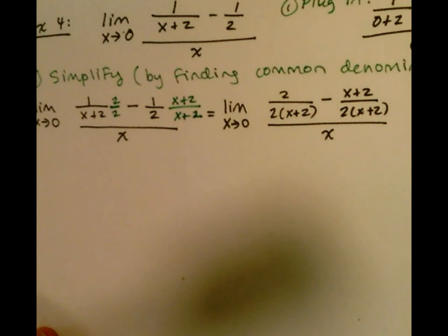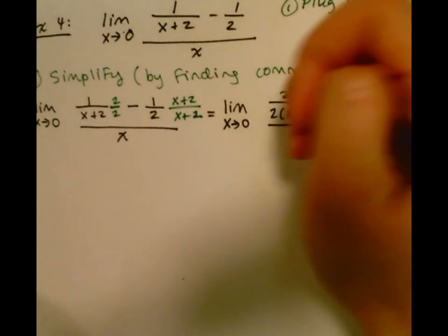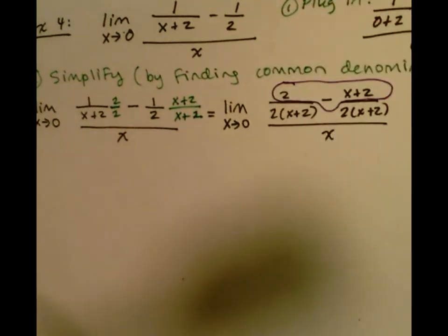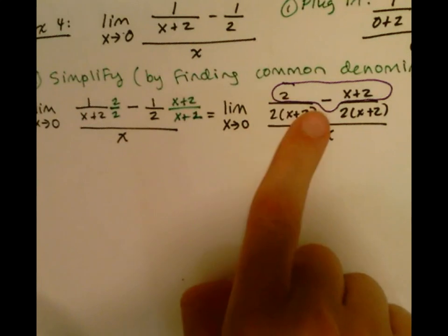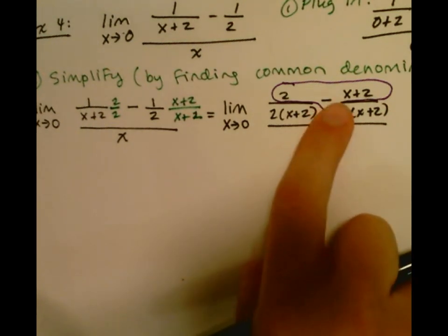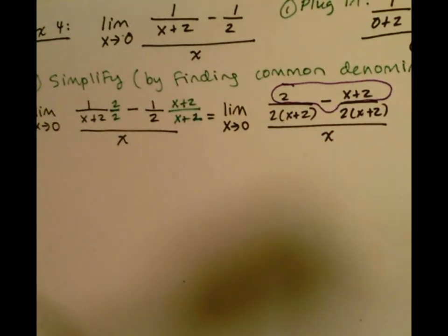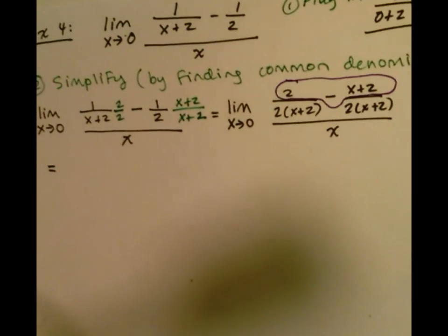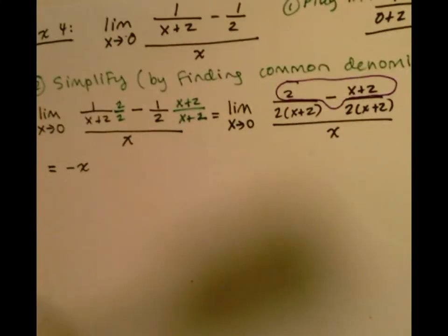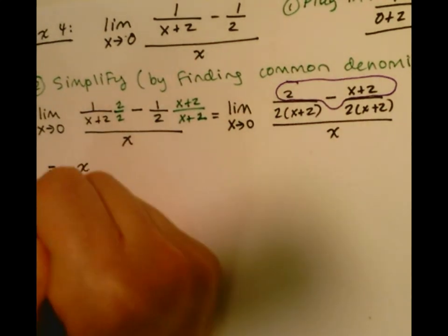Slide this over. Okay. So what's the point of getting the common denominators? So that I can actually do the subtraction on top. So this is 2 minus x plus 2. We want to be careful when we do this because that negative sign gets applied to the x and the 2, but 2 minus 2 is going to be 0. So what I'm going to be left with here is just a negative x on top over the 2 times x plus 2, all over this. There's still that x on the bottom.